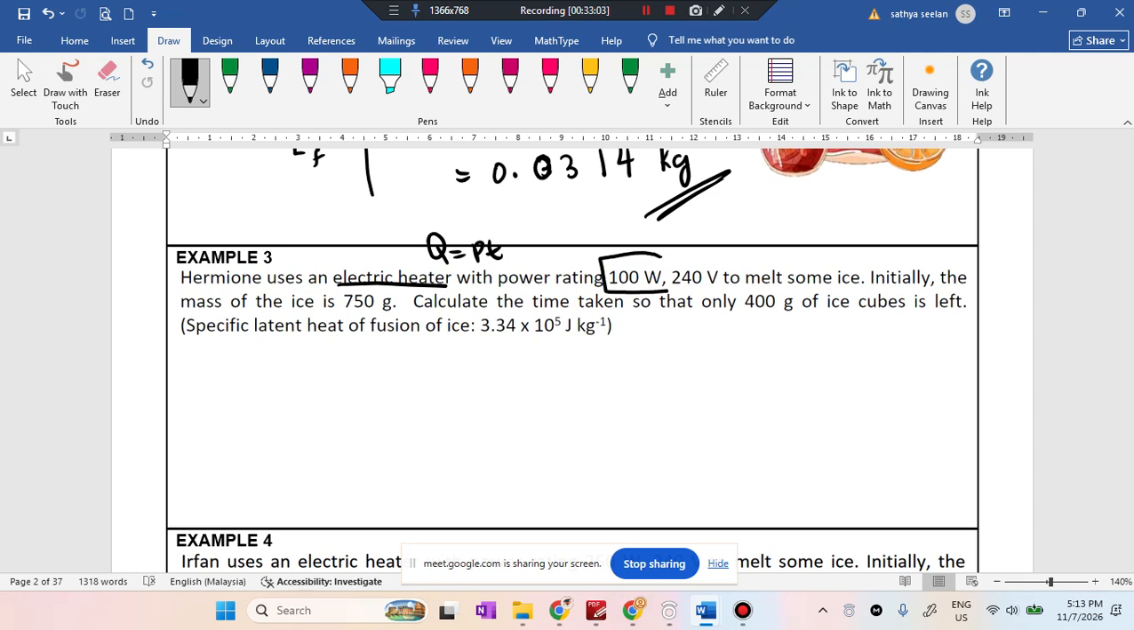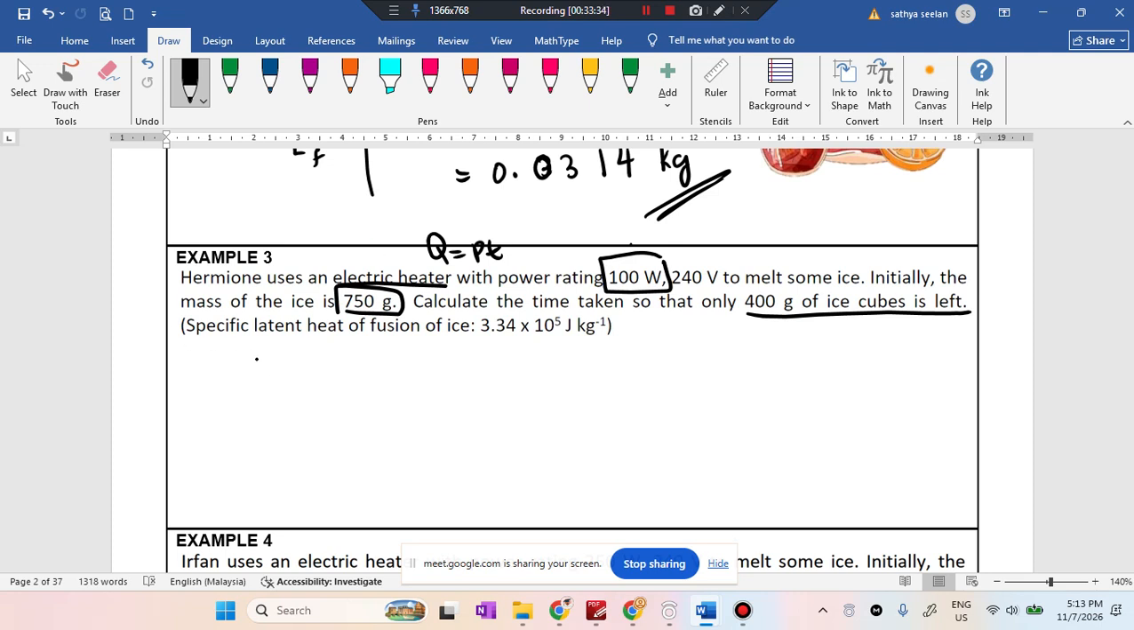Yes, the one with the W, Watt. This is power, this is voltage lah. Nothing related to that. Our question I do here. Okay, initially the mass of the ice was 750 gram. Calculate the time taken so that only 400 gram of ice cube is left. Okay. You all faham soalan? So, dia tanya masa yang diambil untuk supaya 400 gram ais saja ditinggal.